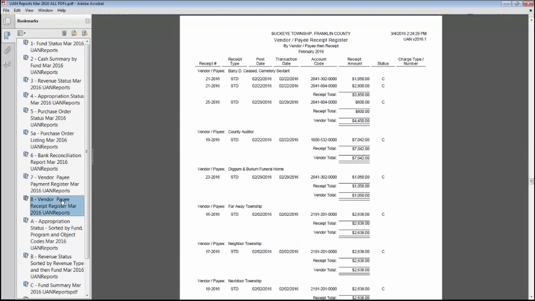And looking at the vendor payee receipt report, I can see the same thing. I see that I had a receipt from the county auditor, a standard receipt to the 1,532,000 code that was cleared against this bank rec for $7,042. I also had a receipt from a funeral home for $1,050, which is probably an unusual event if I'm not really expecting this. So it allows me to review and have immediate answers to the questions that may be posed by the bank reconciliation report.